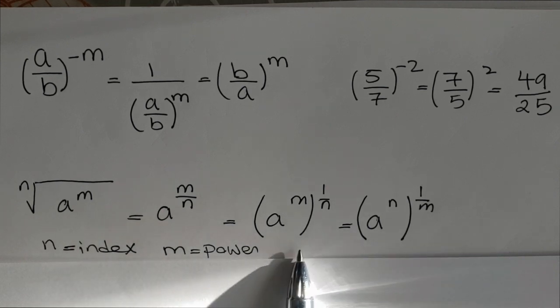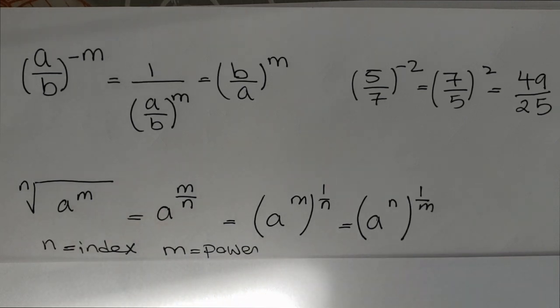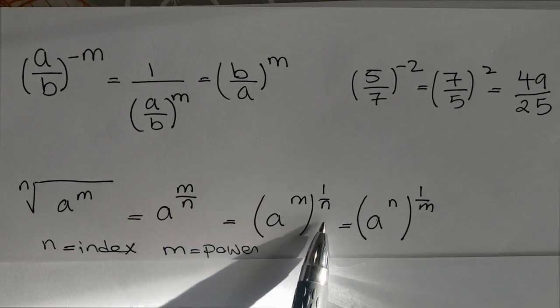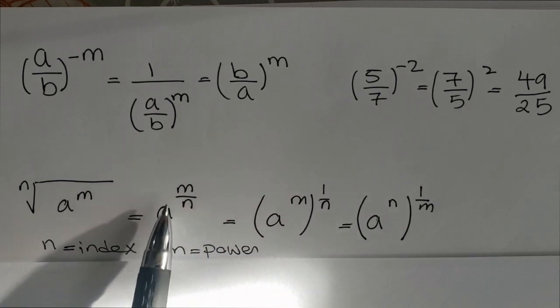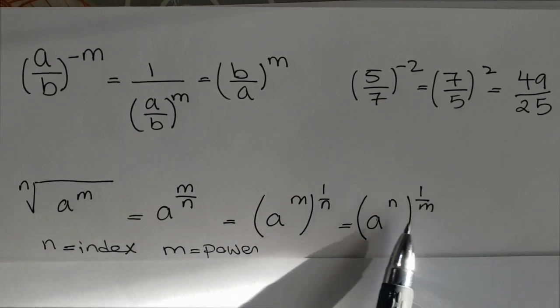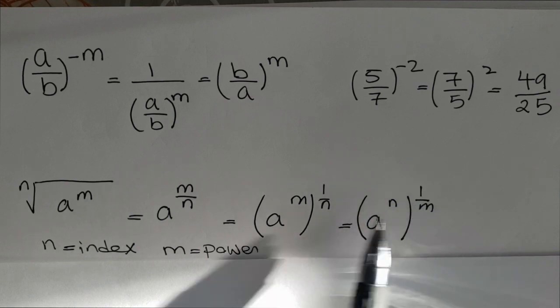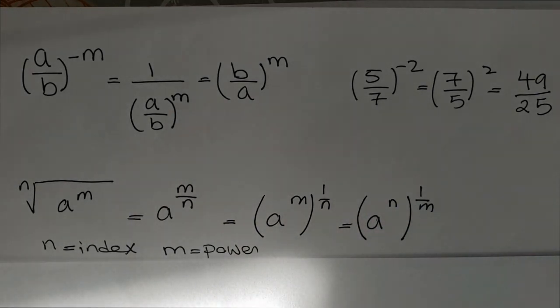So you can also write it in these two formats, a to the power m over n, or a to the power m raised to the power 1 over n. Because here, as you could remember, according to one of the rules, m would be multiplied by 1 over n, which would be exactly the same thing. And even here, if you multiply these two, it would be equal to this as well.